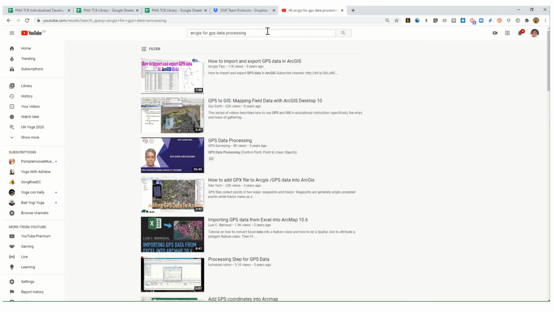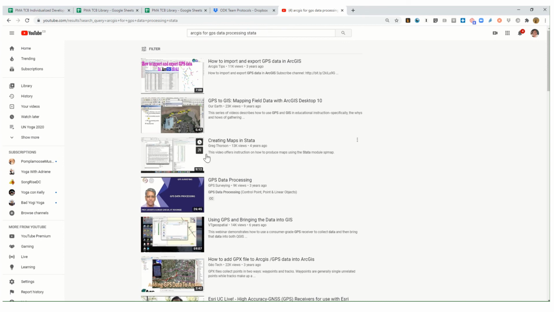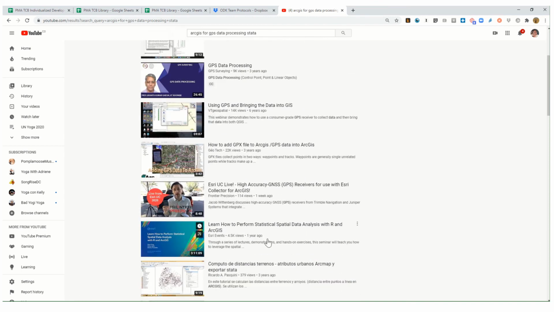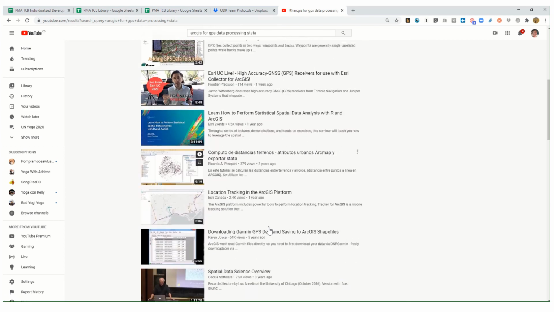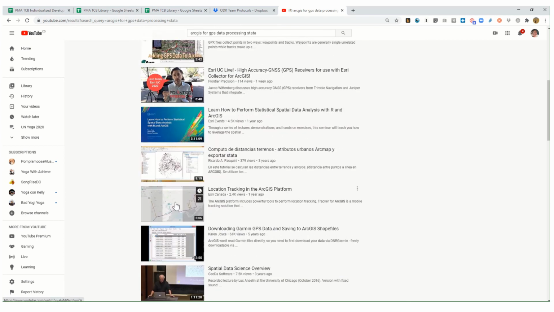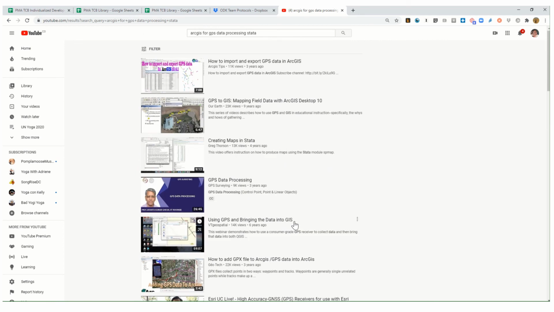Maybe we want to think about how to use Stata in this process, creating maps in Stata, using GPS and bringing the data into it, statistical spatial data analysis with ArcGIS, location tracking. There are so many of these.